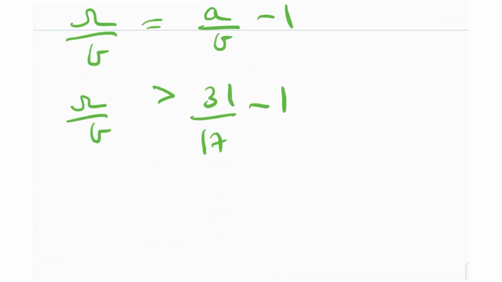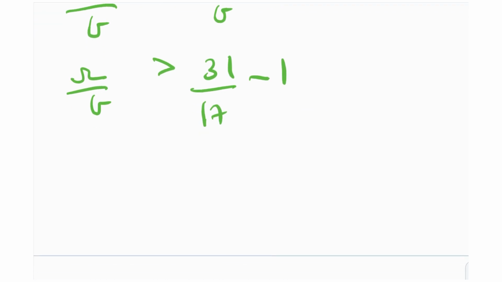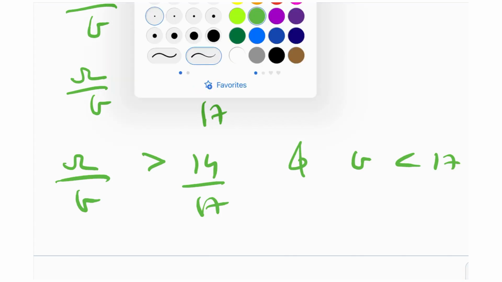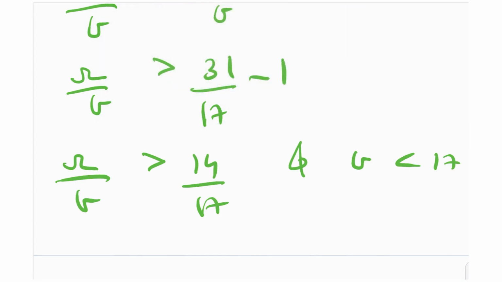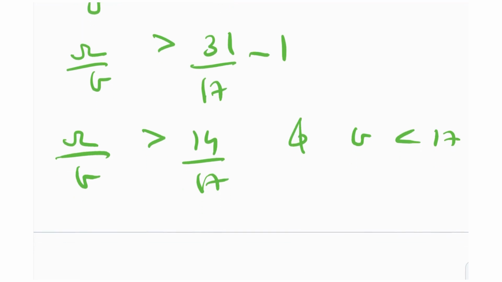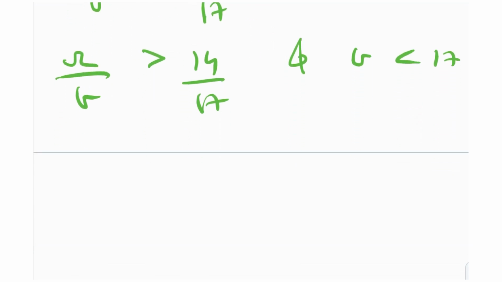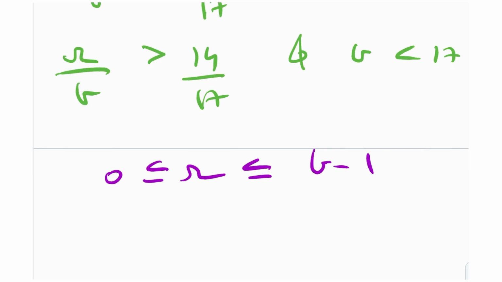Right? So if a by b is greater than 31 by 17, r by b will be greater than 31 by 17 minus 1, or effectively r by b will be greater than 14 by 17. And obviously b is less than 17. Right? So again, like I said, we just need to minimize this value of r by b, and we would have received the minimum value of a by b. Okay, amazing. And just to remind you, we had this bounding on r from our Euclid's division lemma, which was it's between 0 and b minus 1. Right? We have this inequality.